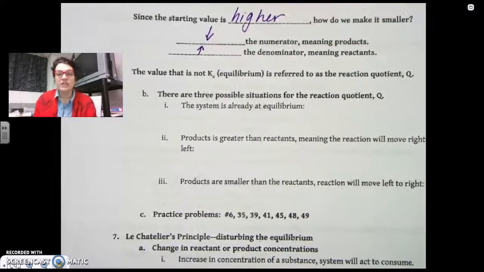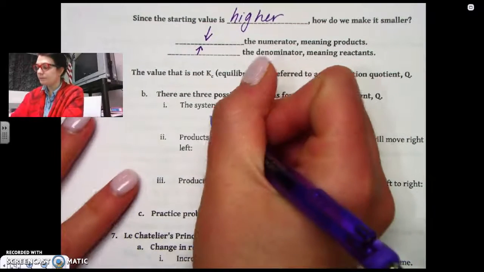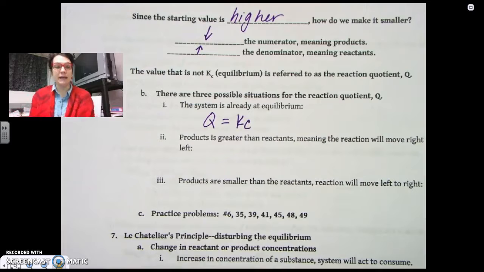The value that we just calculated is not Kc, we already proved that, but it's referred to as the reaction quotient, which is Q. And there's 3 different possibilities that we can have for Q. Okay? So for example, if the system is already at equilibrium, this one's an easy one. Our Q will be equal to Kc. That means we're at equilibrium. That means we don't have to shift the reaction.